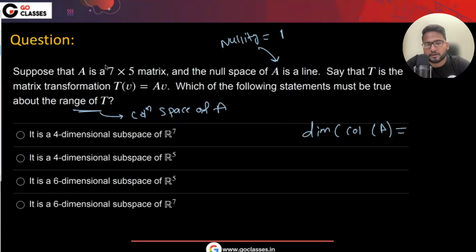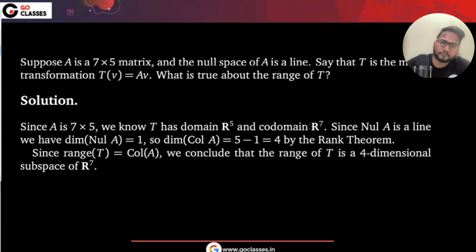It is 7 is the number of rows, 5 is the number of columns, right? So 5 minus 1. I think this is 4. So this is a four-dimensional subspace, but is this in R7 or R5? The column space is in R7 or R5? It is in R7, right? So that's why I think A is the correct answer here. Okay. Four-dimensional subspace of R7, right?